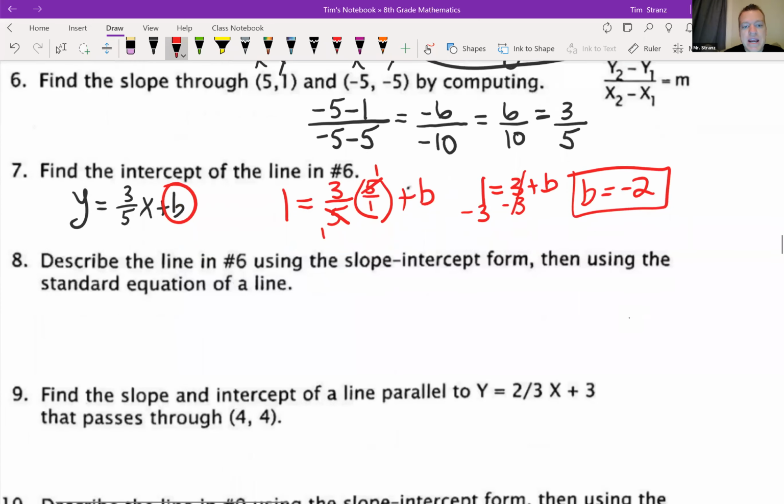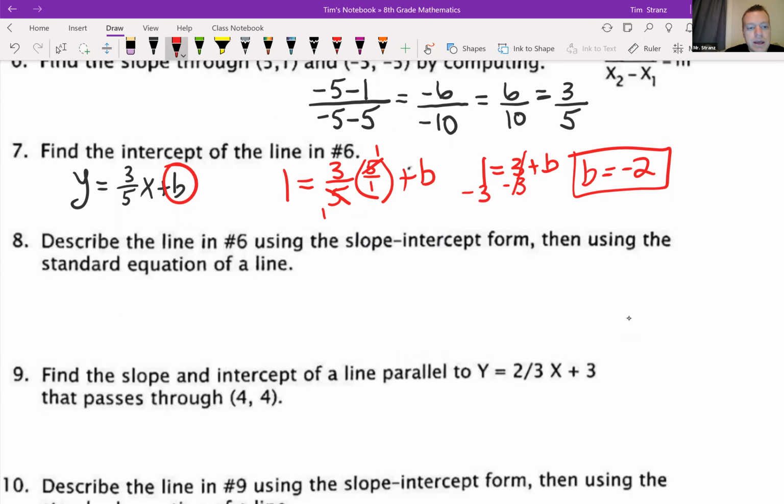So now for number 8, I can write my slope-intercept form. Slope-intercept is going to be y equals 3/5 x minus 2. Okay, standard form. For standard form, ax plus by equals c. So I'm going to have to subtract my 3/5 x over here. So I'm going to have -3/5 x plus y equals -2.